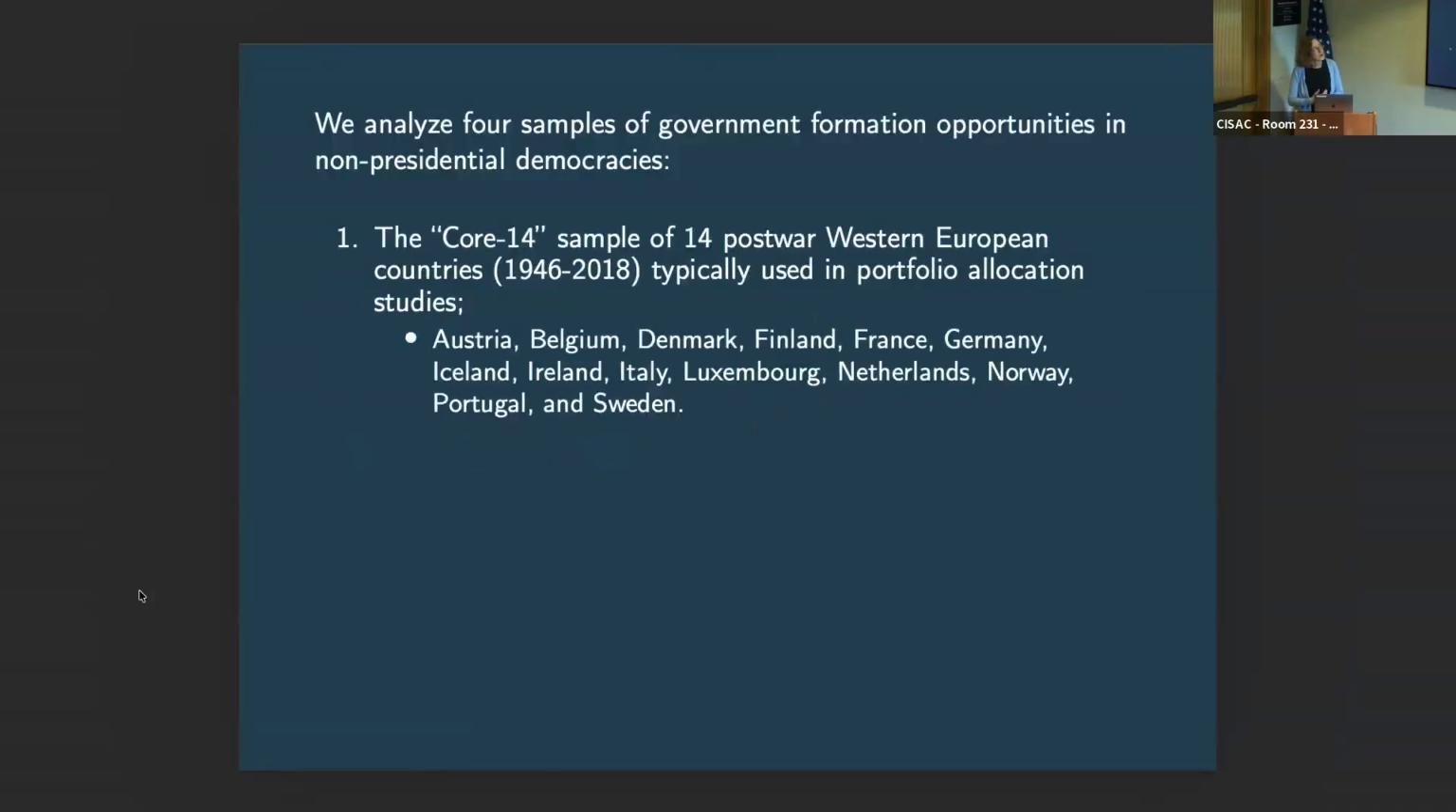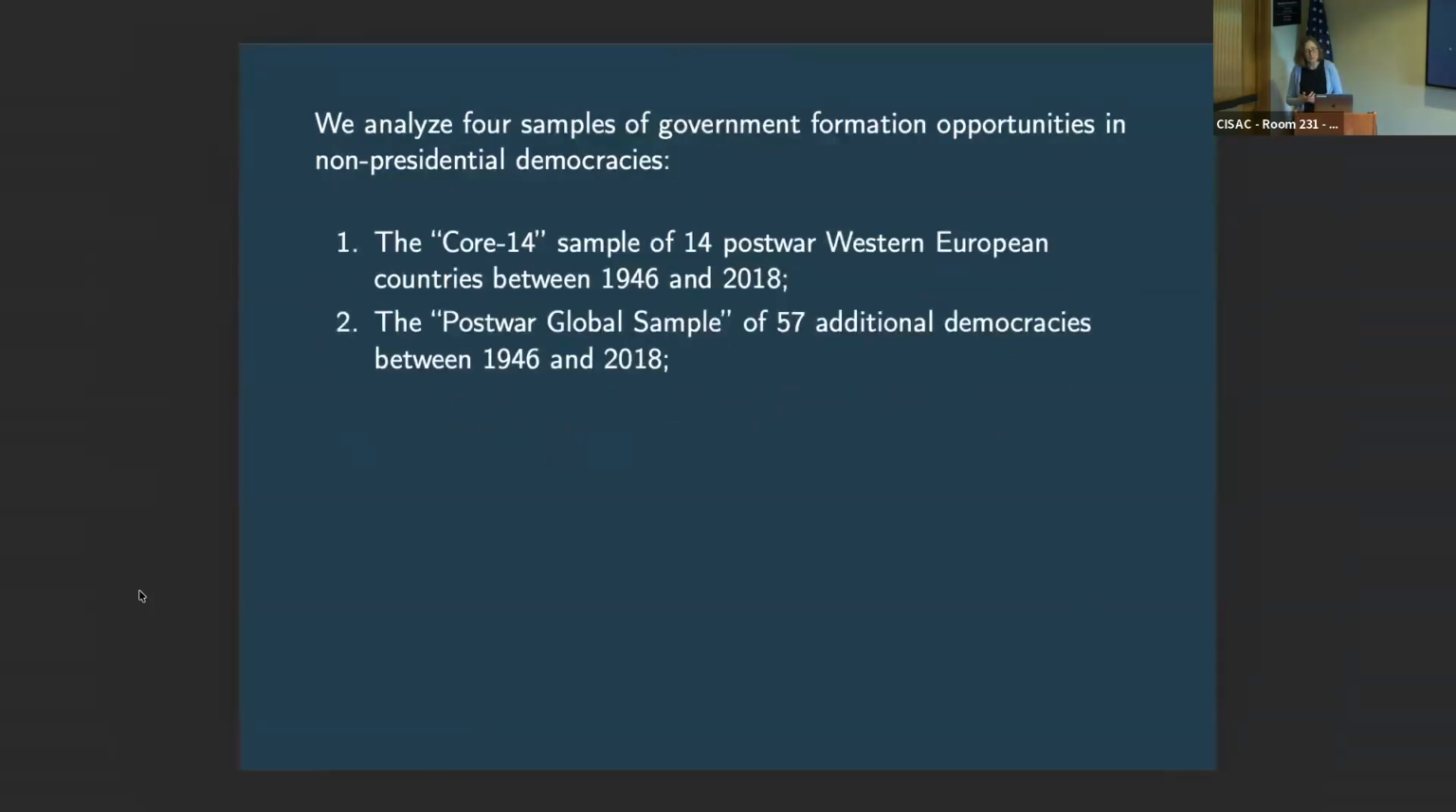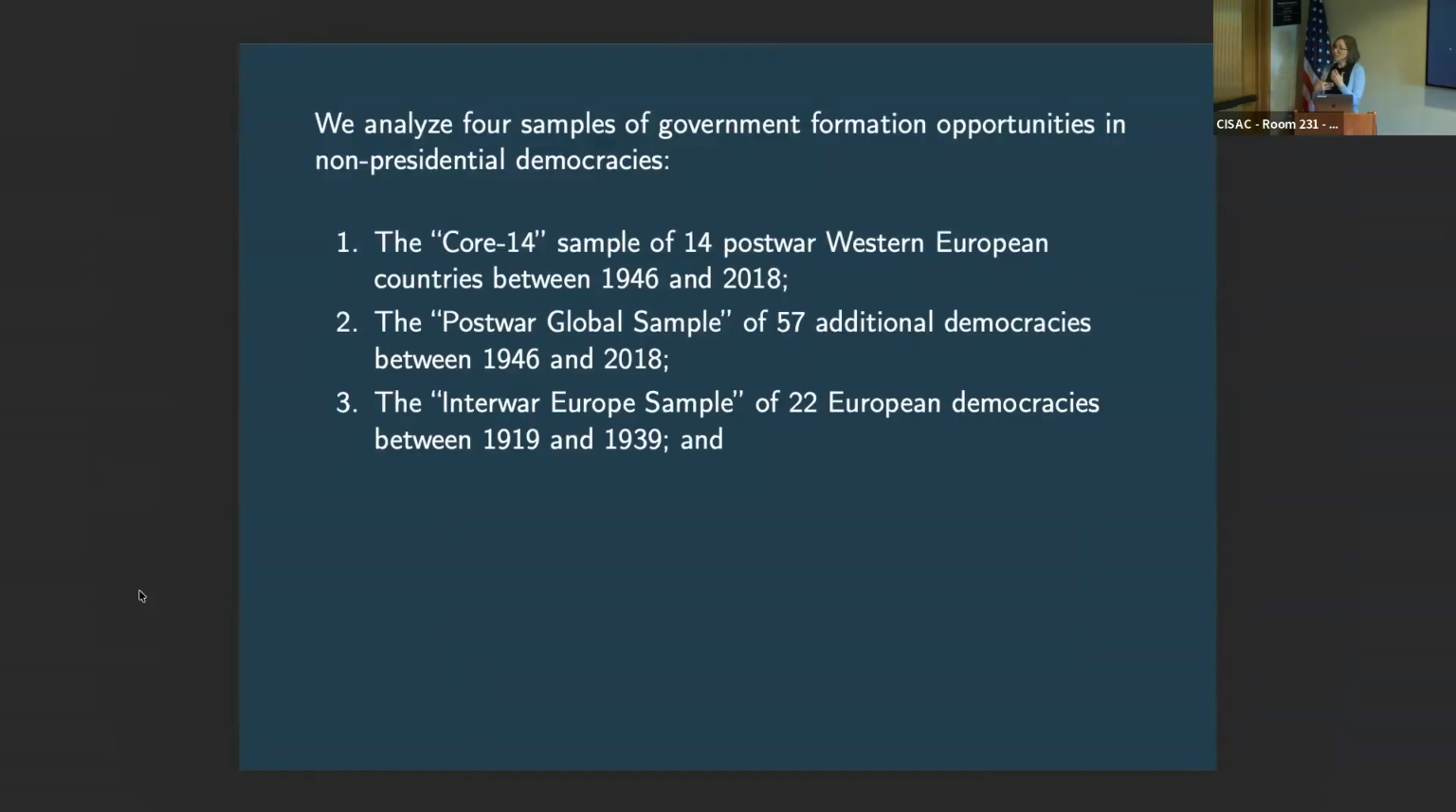We start with what we call our core 14 sample. These are the 14 post-war Western European countries that are most commonly used in our portfolio allocation studies. To that, we add a post-war global sample, 57 additional democracies. We have an interwar sample of European democracies. And finally, we look at a subnational sample: Indian federal states.